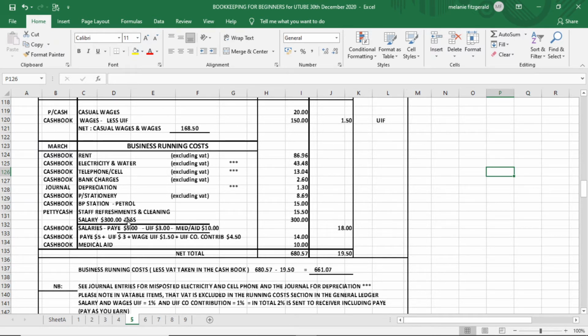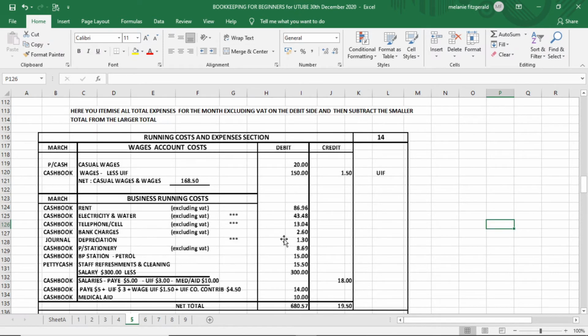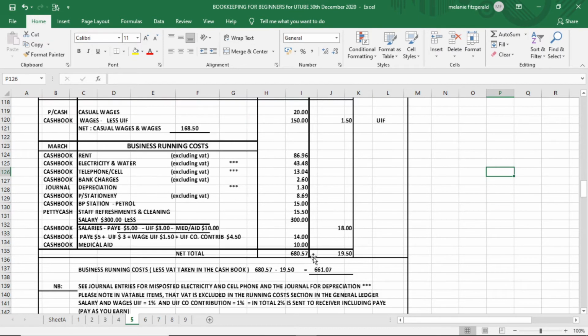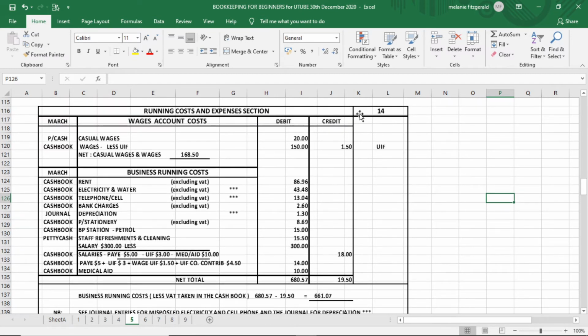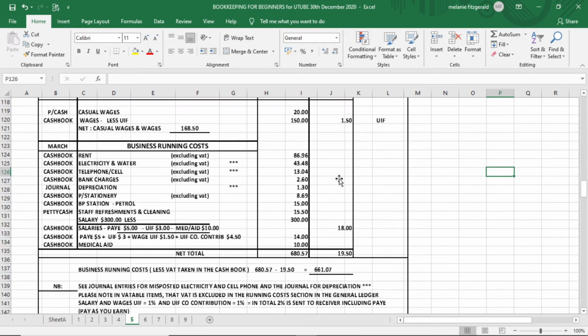All right, so Mel's salary was $300 on the debit side. Her UIF contribution, her tax and her medical aid was $18. The tax man, we paid out to the tax man was $14. That was his section. And her medical aid was $10. All right. So we add up all the entries in the debit side. It comes to $680.57. We add up the UIF contributions of $1.50 and $18.